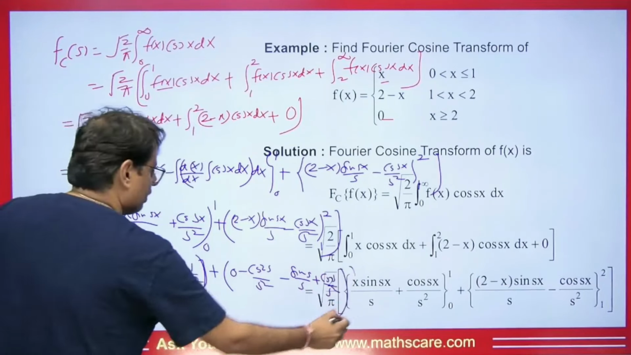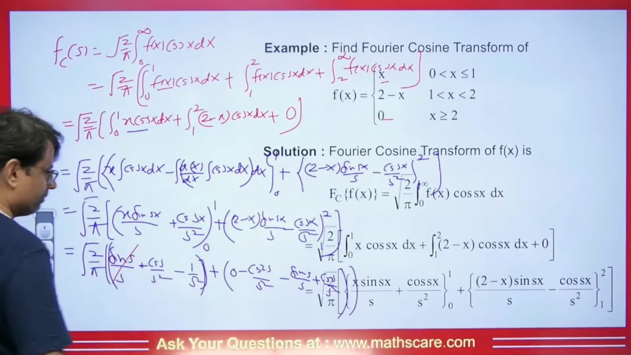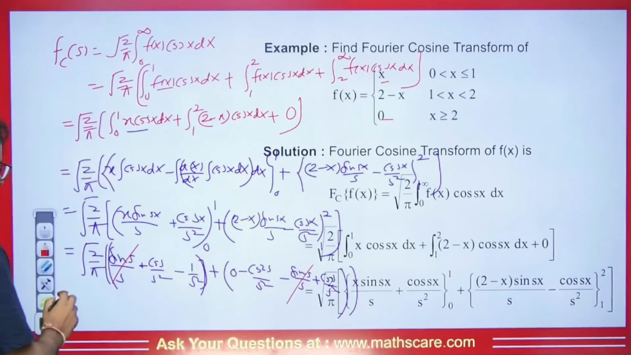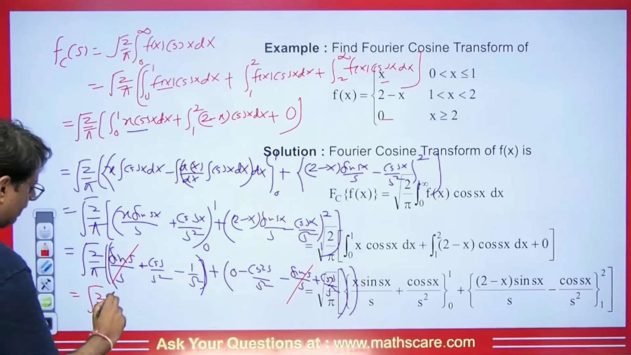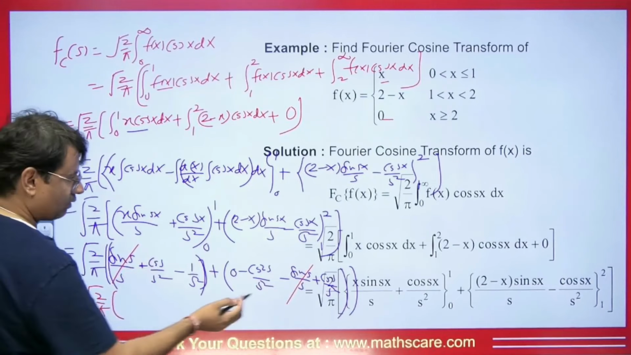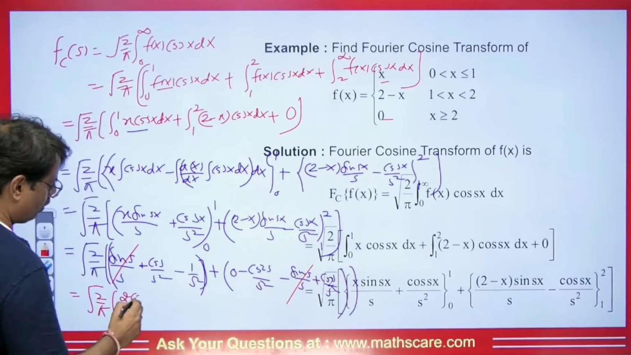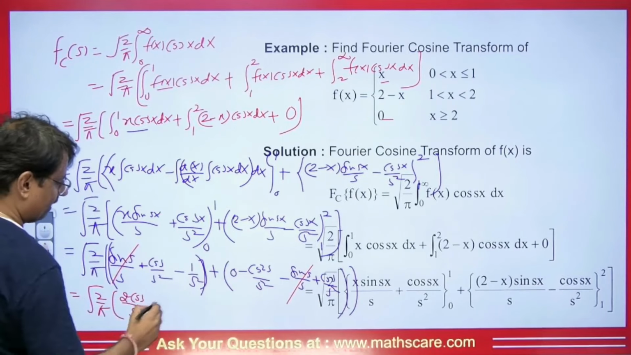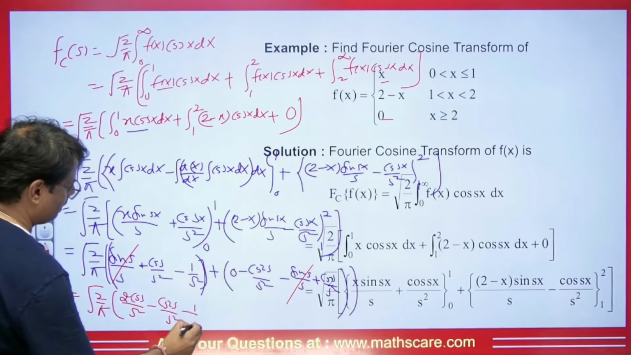Now you will notice that some terms will be cancelled out here. Look, this term and this term are getting cancelled, right? So the rest of the value is 2 by pi. If you notice here, we have cos s upon s square and here cos s upon s square plus, so I will write it 2 cos s upon s square. Now the value we get is cos 2s upon s square minus 1 upon s square.